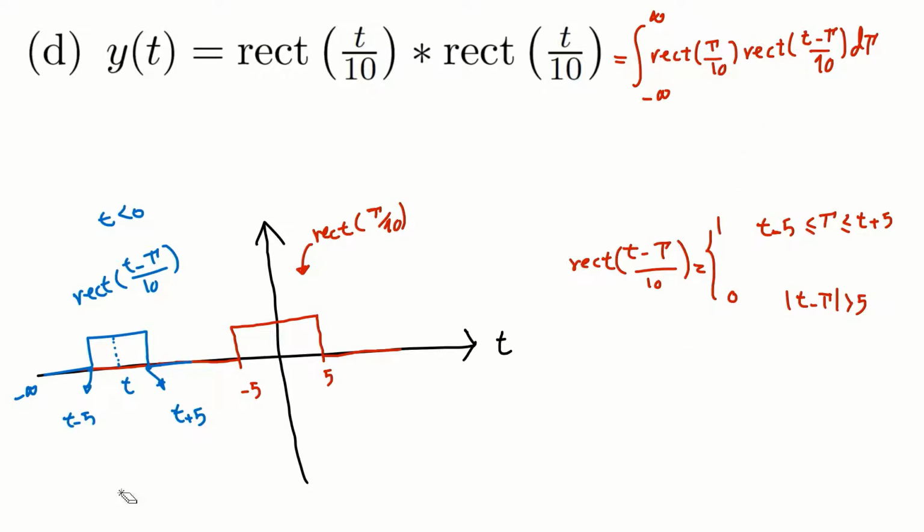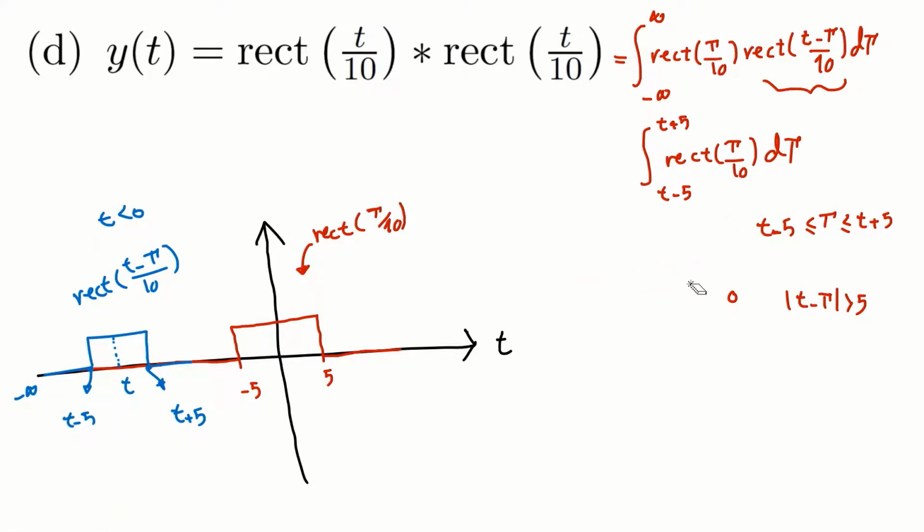Okay, if I replace this in the integral above, then I can write the integral like this. Instead of negative infinity to infinity, I can write from t minus 5 to t plus 5 of rectangle of t over 10 times this, and this is 1 in this interval. So I don't need to write anything, just d tau. All right.